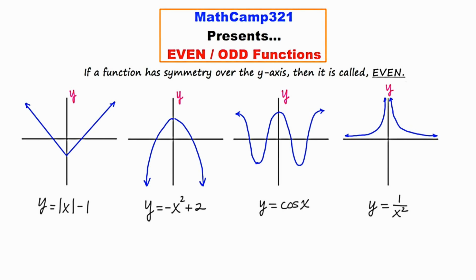The term even and odd has to do with a function's symmetry. So today we're going to be talking about, first, even functions. If a function has symmetry over the y-axis, then it is called even.